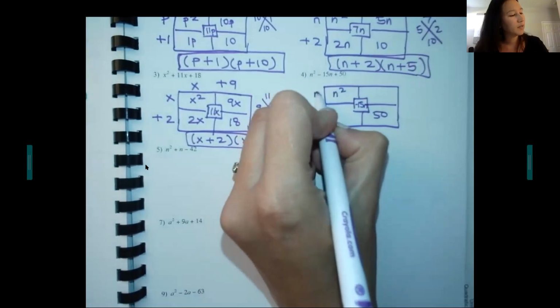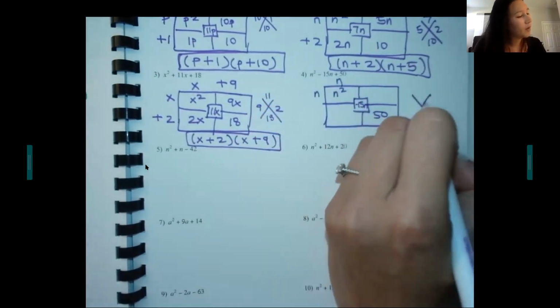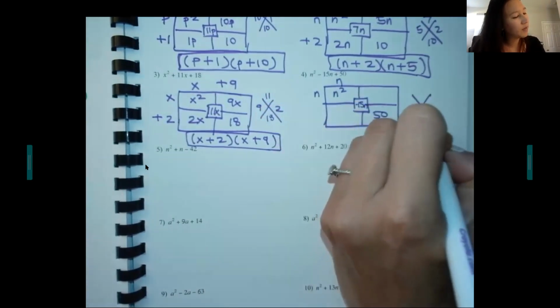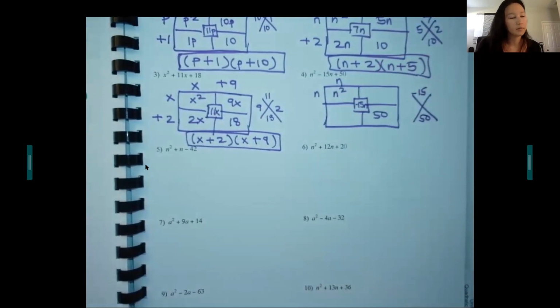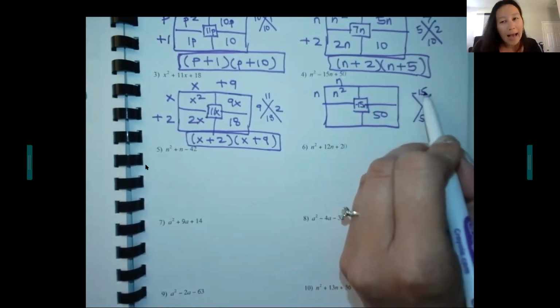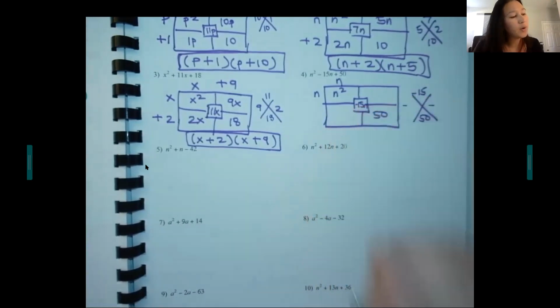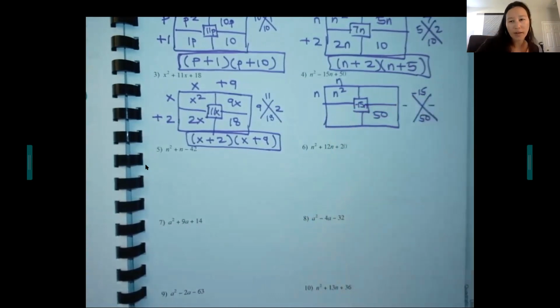So what multiplies to give us n squared? That's n and n. Now we need to figure out what multiplies to give us 50 and what adds to give us negative 15. Since we're multiplying to a positive and adding to a negative, I know they're both going to be negatives, because two negatives multiply to a positive and add to a negative. So this is where you'll have to be really careful.